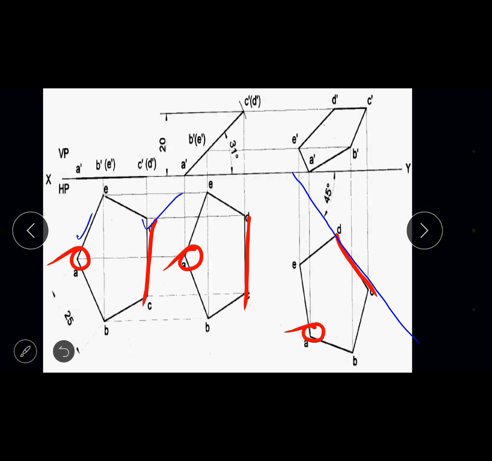Shortly I will make the assignment problems available to you. Both class problems as well as assignment problems you have to work out, scan, and mail to me as a soft copy for evaluation of your internal marks. Then after completion of this planes chapter, I will pass it to the next faculty who is in charge of solids. He will teach you the projection of solids.